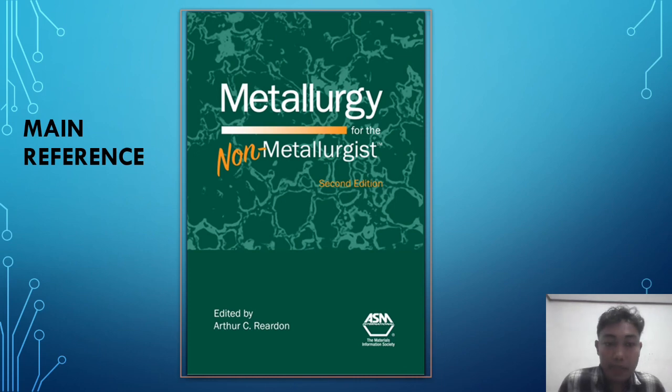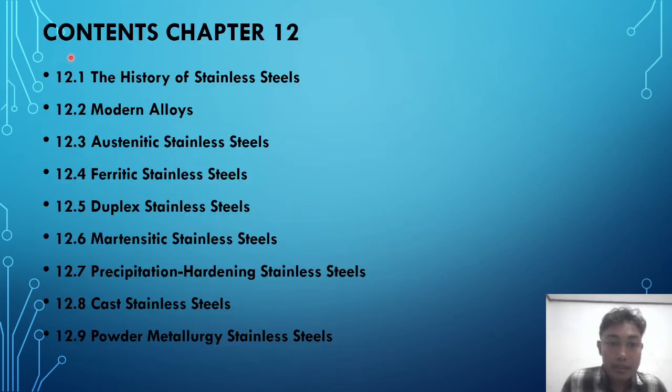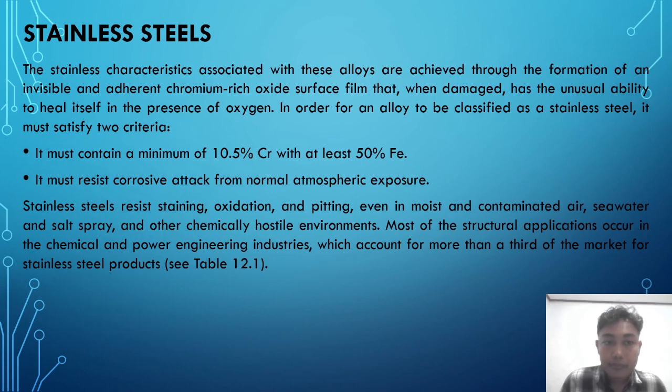First, the main reference I use is Metallurgy for the Non-Metallurgist, second edition. This is the contents, chapter 12, which is stainless steel. This is what I'm going to present now. As you can see, this is the list. I'm going to go next. The first topic is stainless steel.